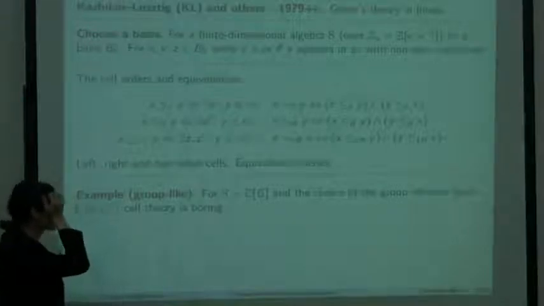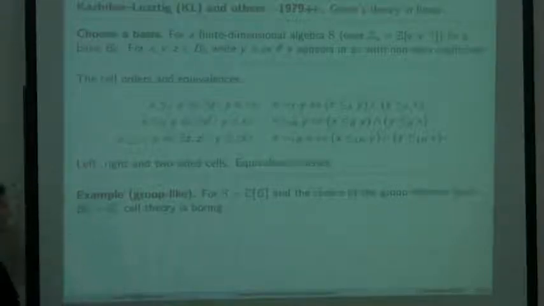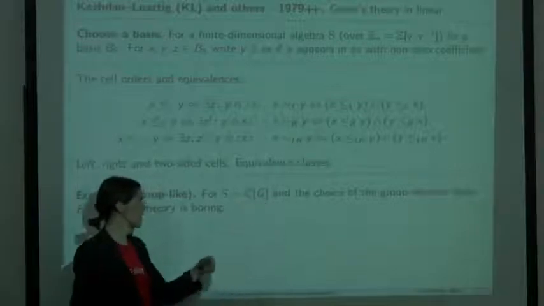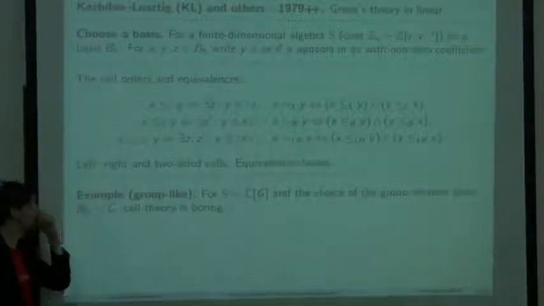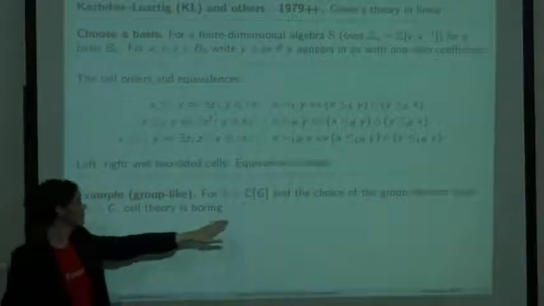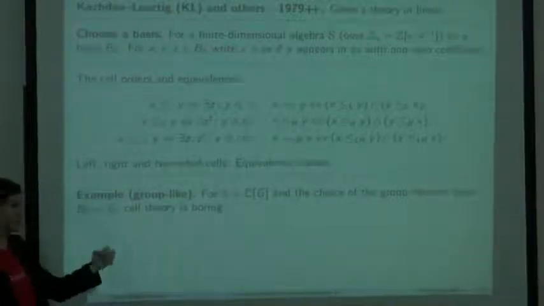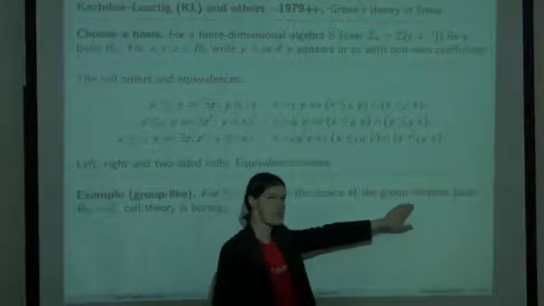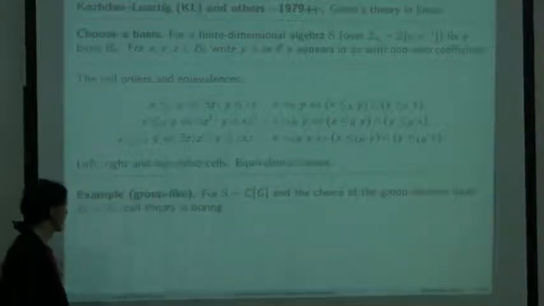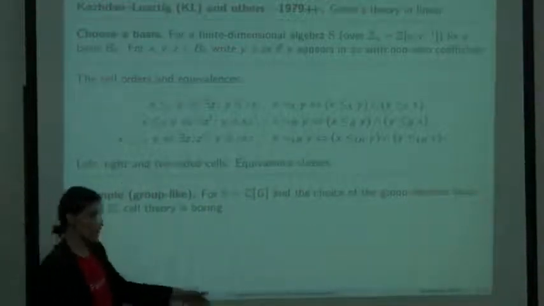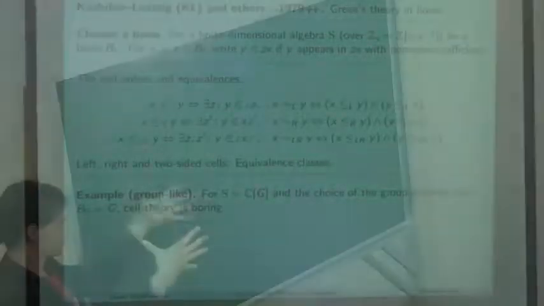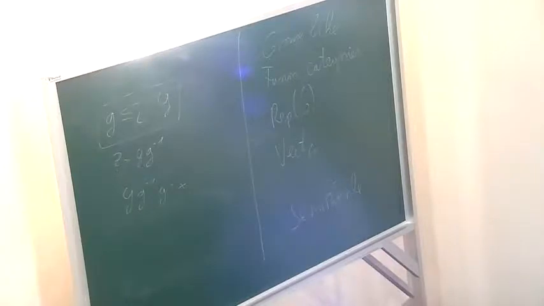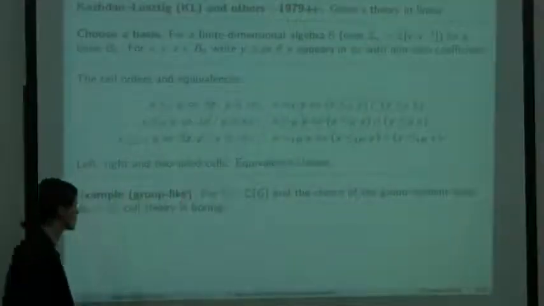Equivalence classes, whatever. The group-like example: if you take something like the group ring, maybe my coefficients are wrong, so just the group ring with integral coefficients, and you choose the group element basis as this choice of a basis, then the cell theory will be boring, exactly by the same argument I made before. Everything will cluster in one cell. This is a group-like case. Everything will just be one fat cell.